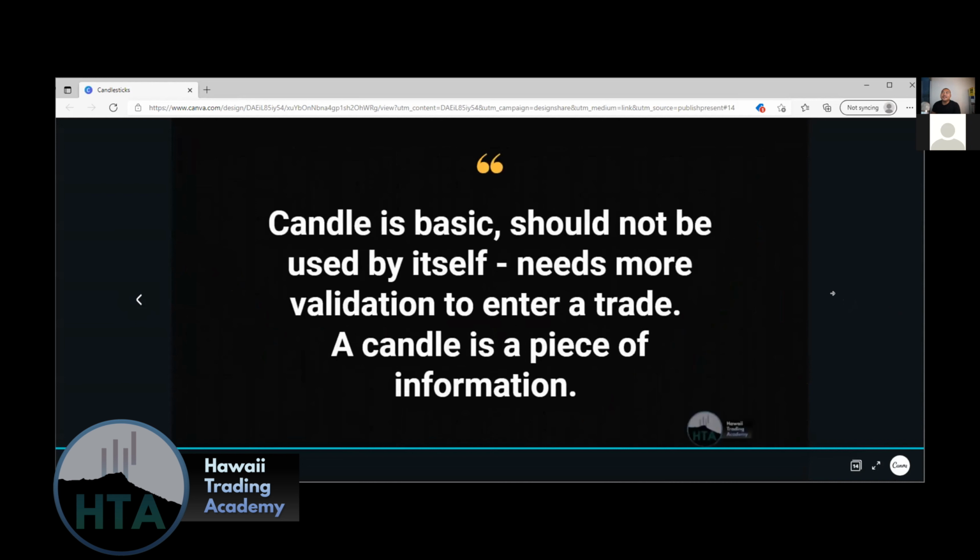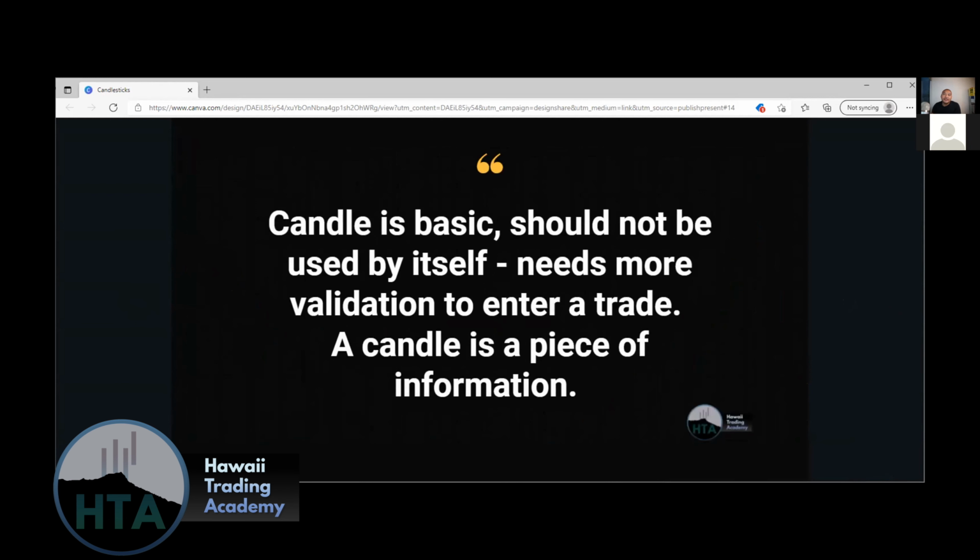So at the end of it, candles are very basic. You shouldn't use them by themselves, as I was saying. You need more validation to enter a trade. A candle is a piece of information for you to just consider in your overall system, the way you want to act, how to trade, right?